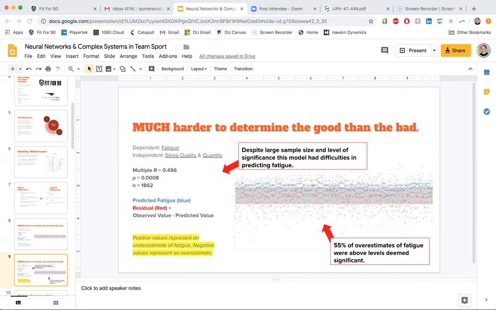Now, there were still a whole 900 other instances inside that ab line where the model was pretty correct, and you can see that here. But trying to understand where that other 55% lies is where it really gets difficult.